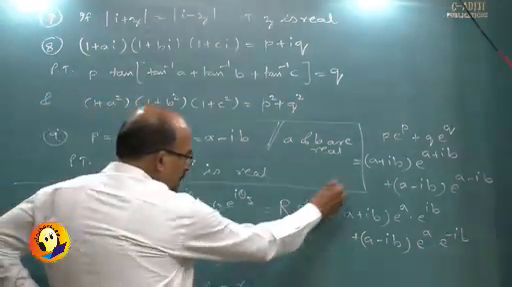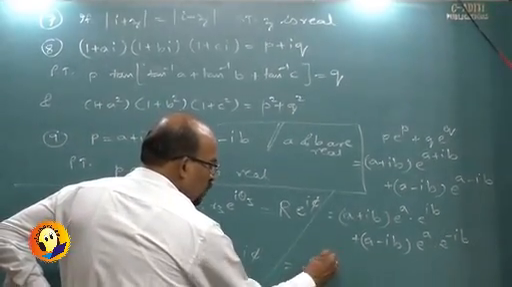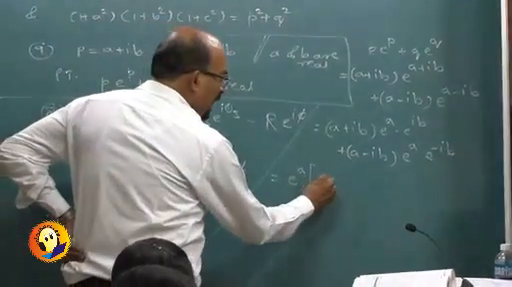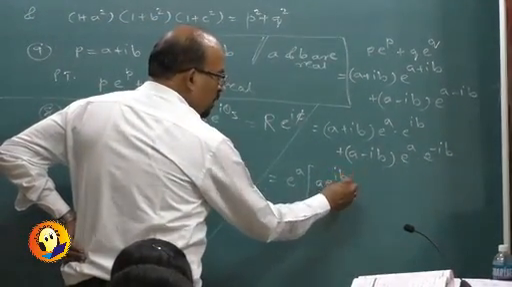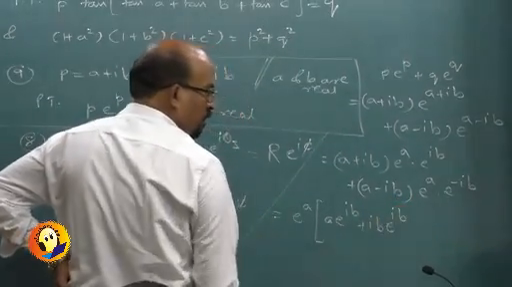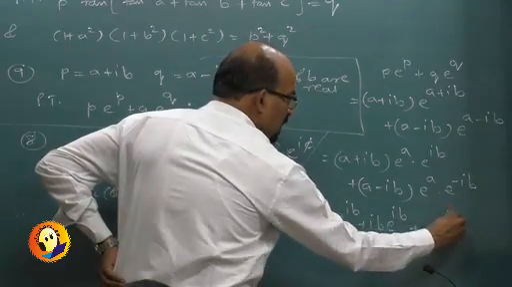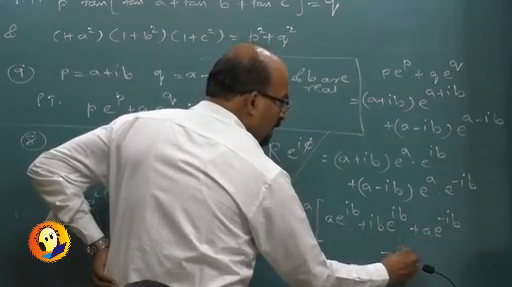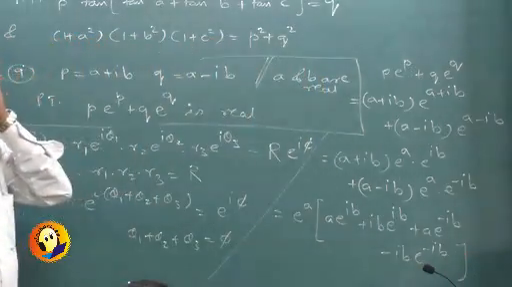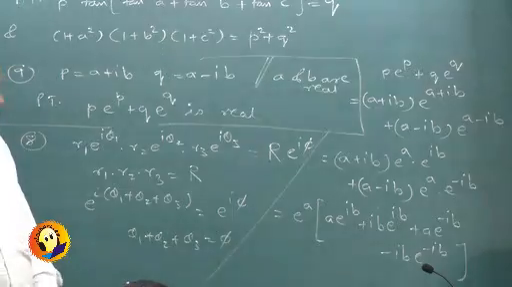Yes, then I can take e raised to a common throughout. What remains is a e raised to ib plus ib e raised to ib plus a e raised to minus ib minus ib e raised to minus ib, right? I'm not going to write beyond this.